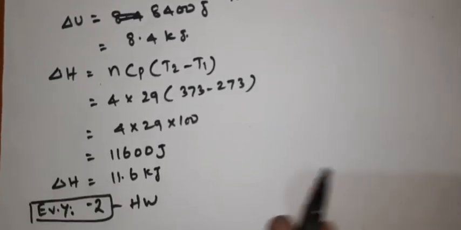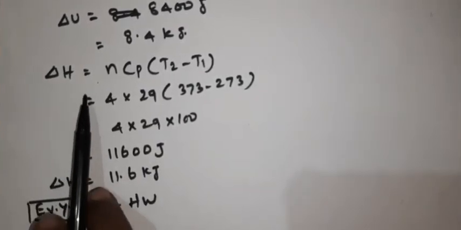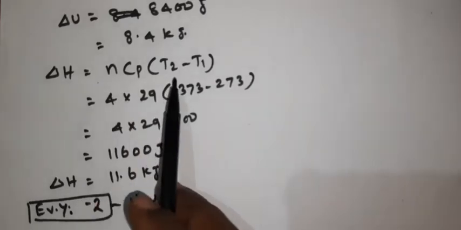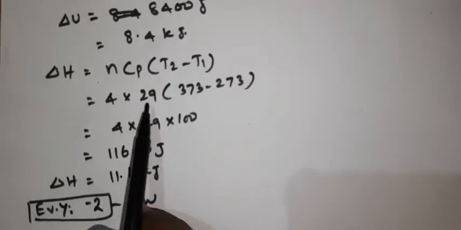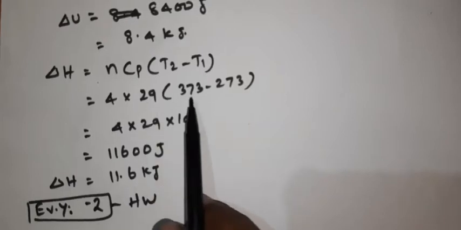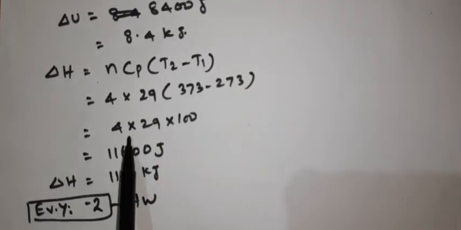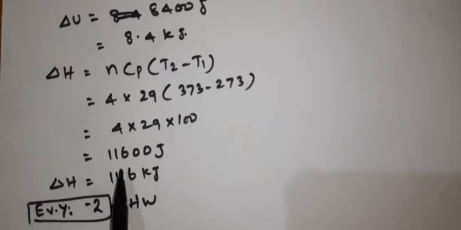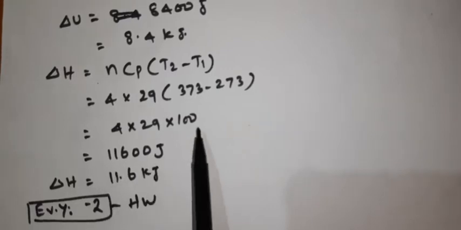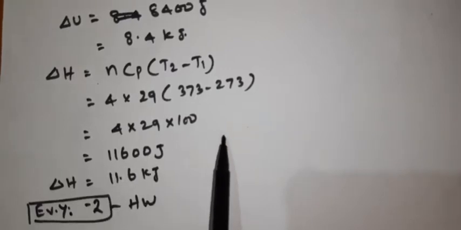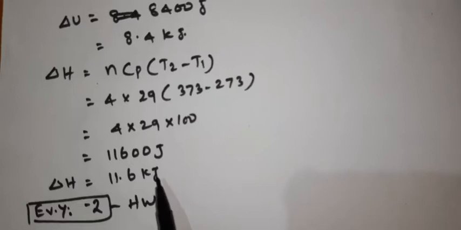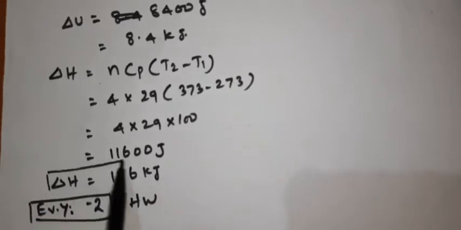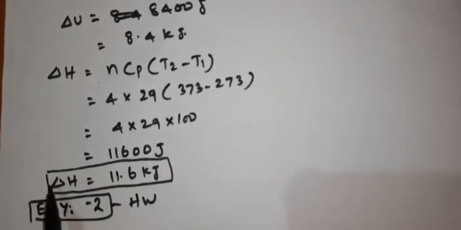So calculation of delta H. Delta H equals n Cp (T2 minus T1). n value is 4 into Cp value 29. T2 is 373 minus 273. 4 into 29 into 100, so 11,600 joules. You know 1000 joules are equal to 1 kilojoule. So convert into kilojoules. Delta H value is equal to 11.6 kilojoules. So that's all about delta U and delta H calculations.